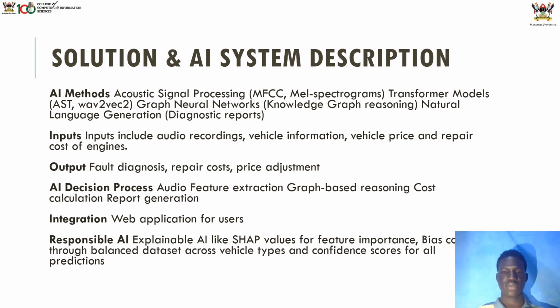So the AI decision process involves audio feature extraction, graph-based reasoning, and cost calculations with report generation as well. Then integration will include a web application for users. As you have seen, it's not a mobile application, but it's a web application that users can access and use to implement the pre-purchase inspections. Yeah, responsible AI, we have explainable AI like SHAP, which values feature importance and helps with bias control to help improve our system.